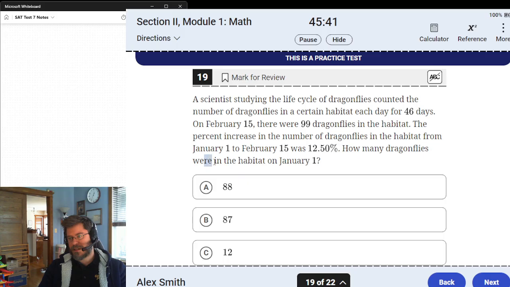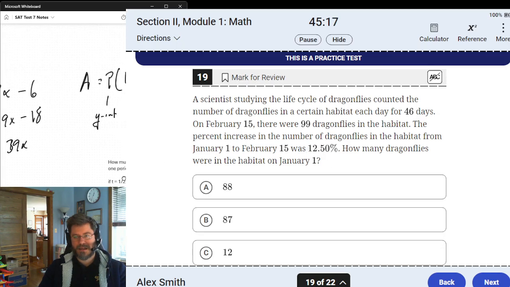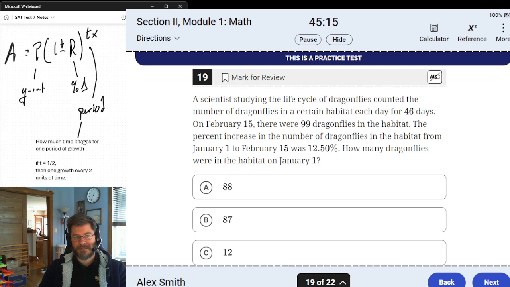So how many dragonflies were in the habitat on January 1st? Well, okay, what's the significance of January 1st in this context? Scientists studying the life cycle of dragonflies counted the number of dragonflies each day for 46 days. February 15th, there were 99. Fine. Percent increase was 12.5. Okay, so this is the exact same formula that we had here. We're just going to apply this knowledge to this context.